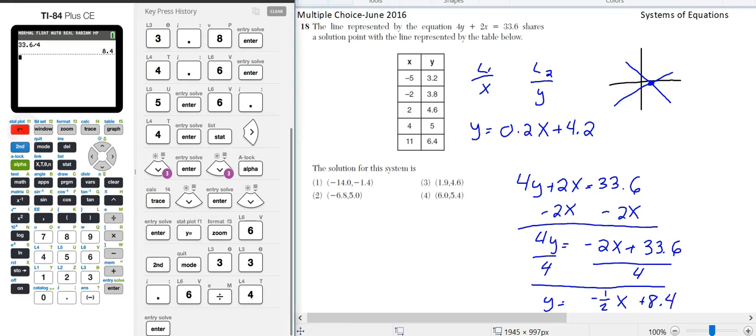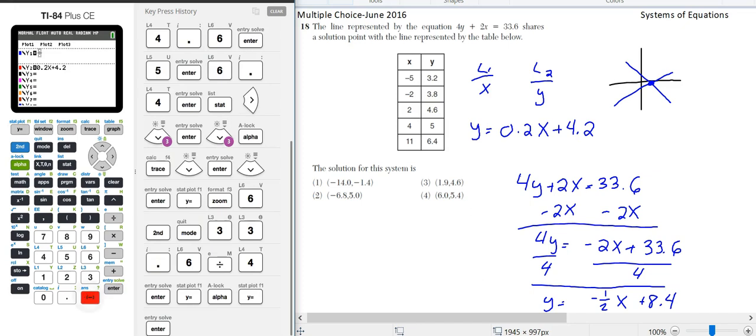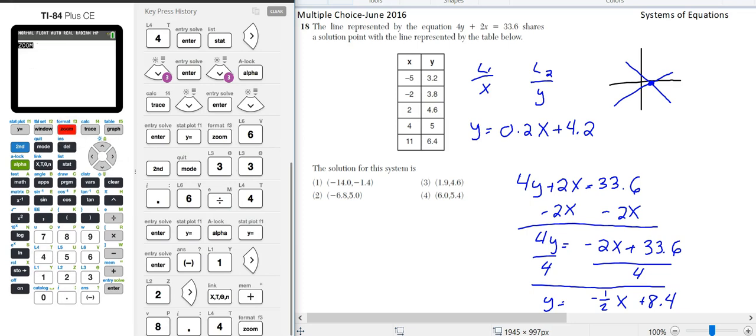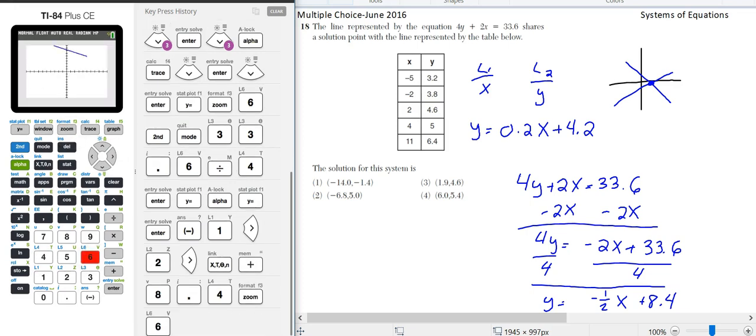And let's graph this one. We'll graph this one in y1. y = -1/2 x + 8.4. And let's graph them. That's our first equation. That's the second equation. And we see that they intersect over here, but we need to know the exact coordinates of that point.